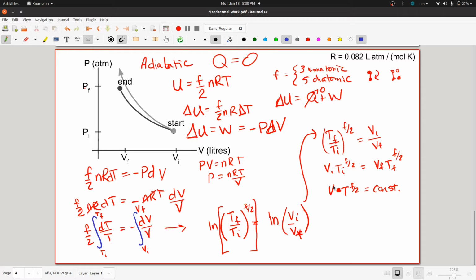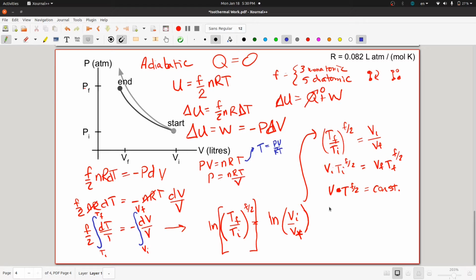Now previously we were looking at PV equal to a constant. I had an expression involving P and V. Here I have an expression involving V and T. Can I use this ideal gas law to simplify things so that I get an expression involving P and V again? Well, I see here that T, if I solve this equation for T, is equal to PV over nR. So we could substitute that into this expression.